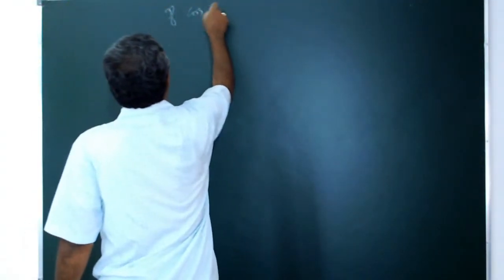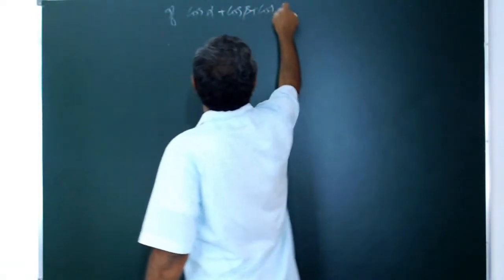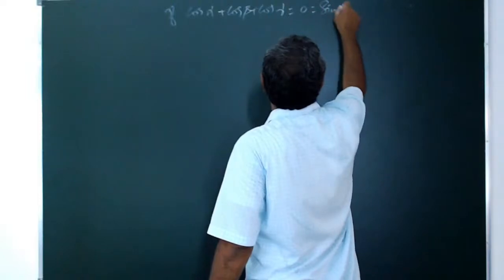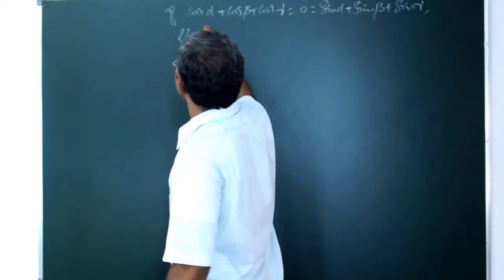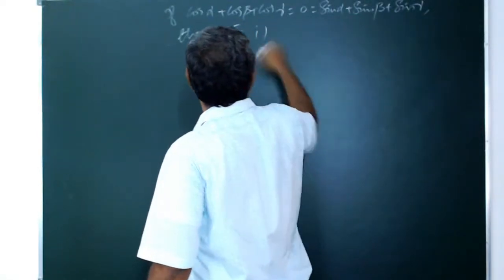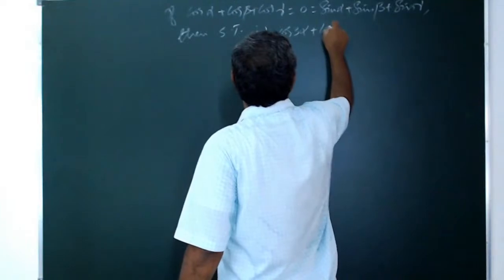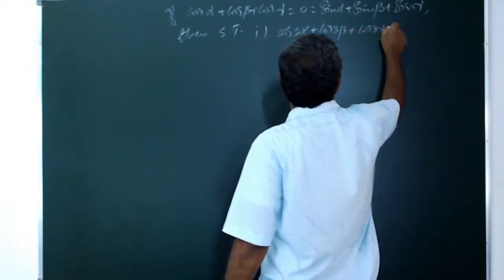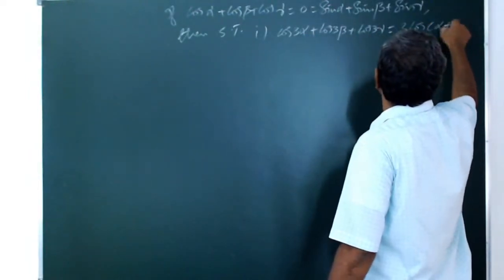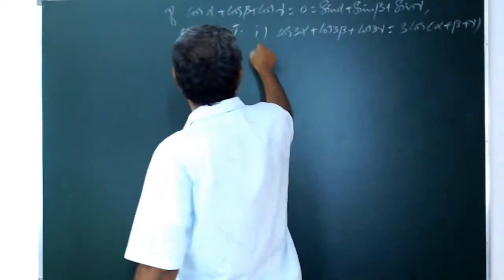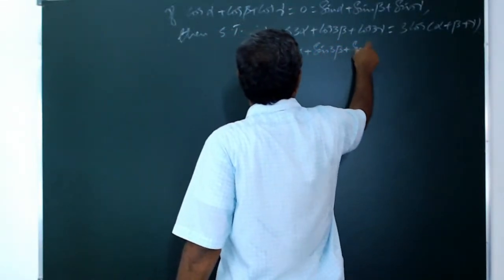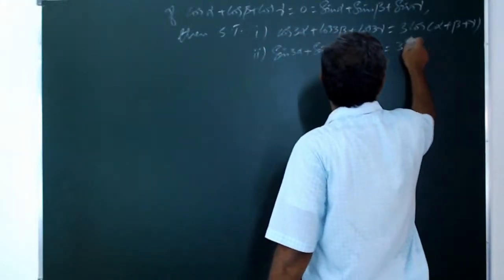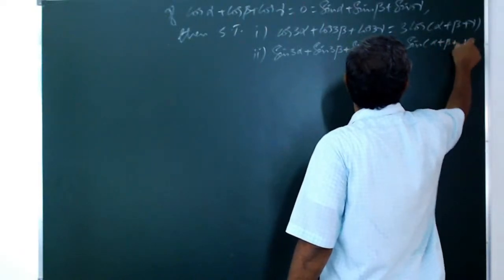one important property. If cos alpha plus cos beta plus cos gamma is equal to 0, which is sin alpha plus sin beta plus sin gamma, then show that number 1, cos 3 alpha plus cos 3 beta plus cos 3 gamma is equal to 3 times cos of alpha plus beta plus gamma. And the second bit is sin 3 alpha plus sin 3 beta plus sin 3 gamma. It should be equal to 3 times sin of alpha plus beta plus gamma.